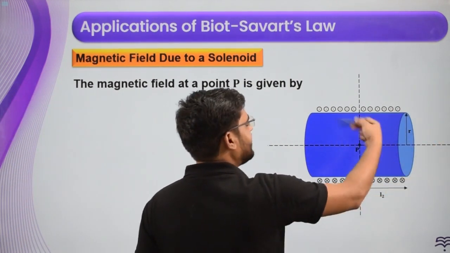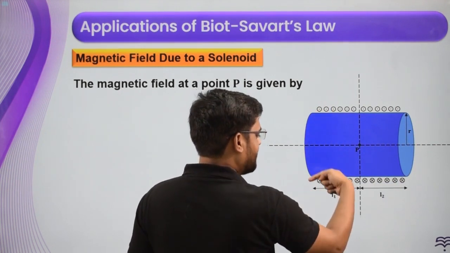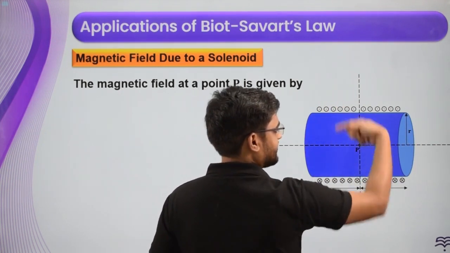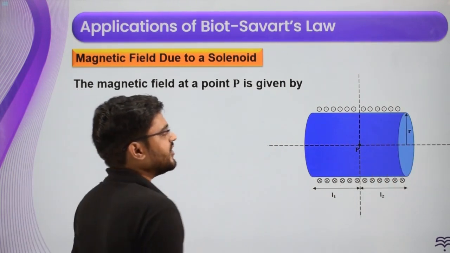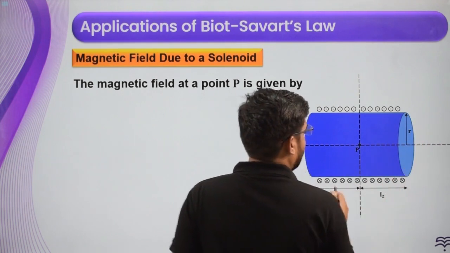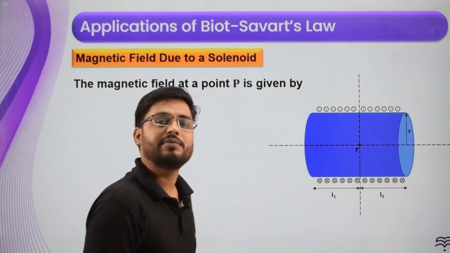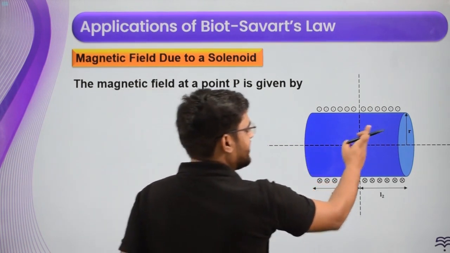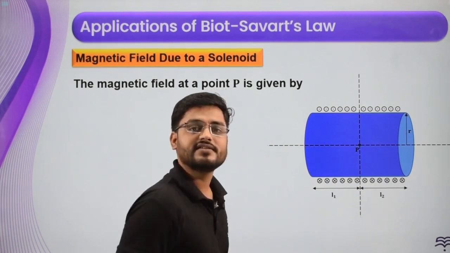So this is a solenoid, and this is out of the plane. Current is coming from here and entering here. The solenoid has a radius r and a length. I am going to find the magnetic field at point P. This point P lies somewhere not exactly in the middle; on this side the length is L2 and the total length is L1.